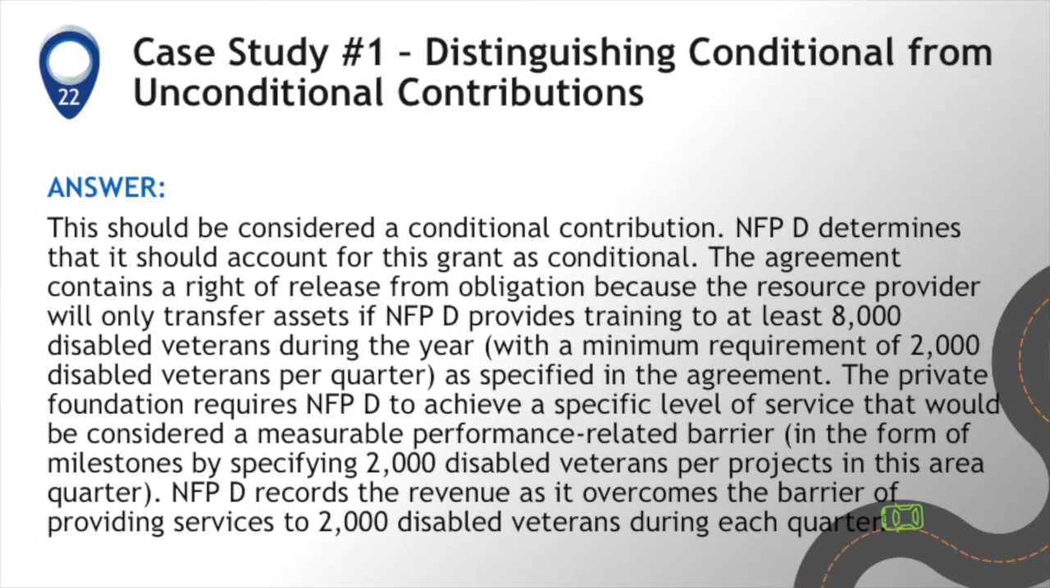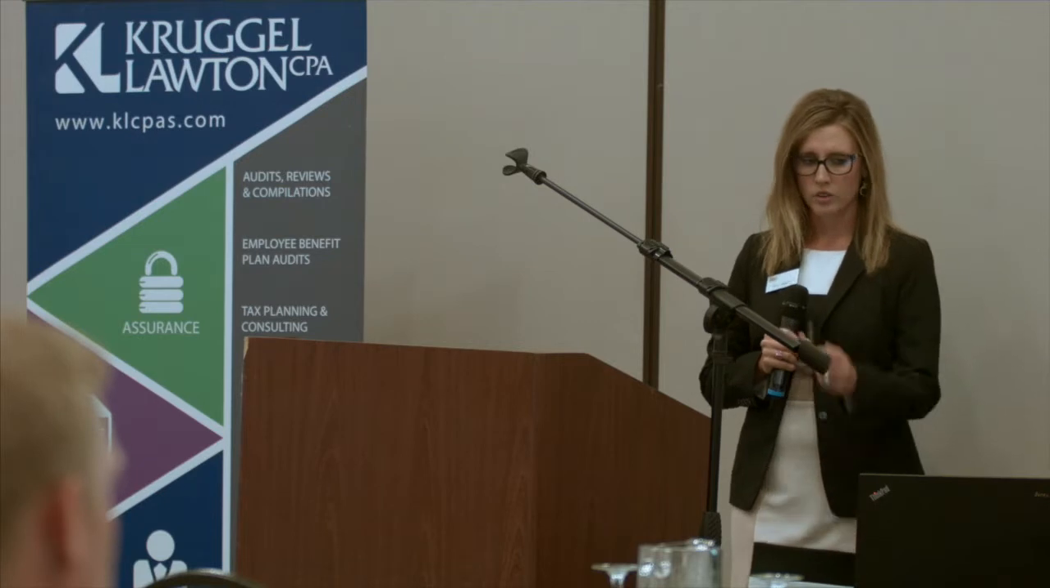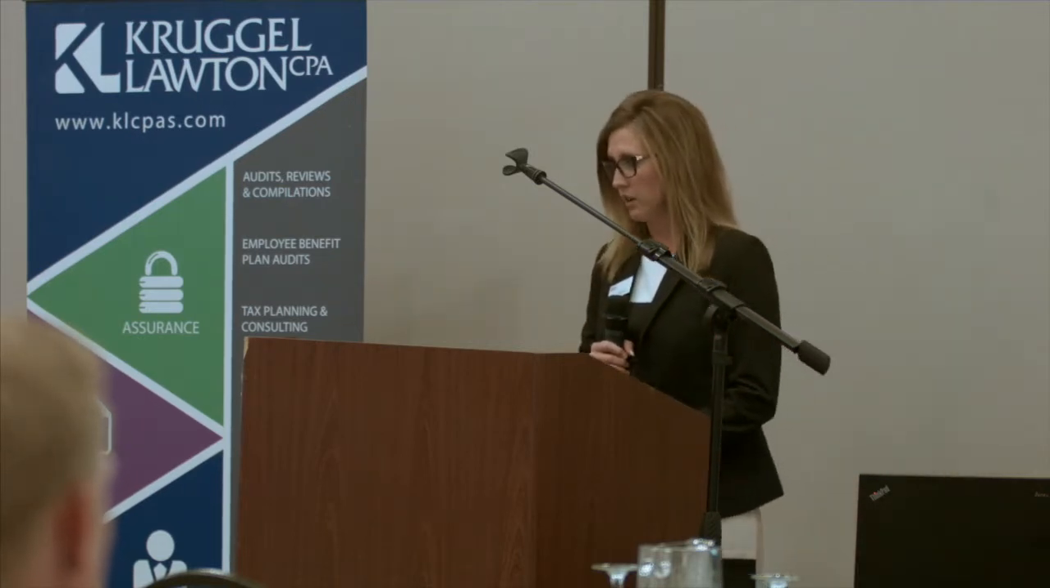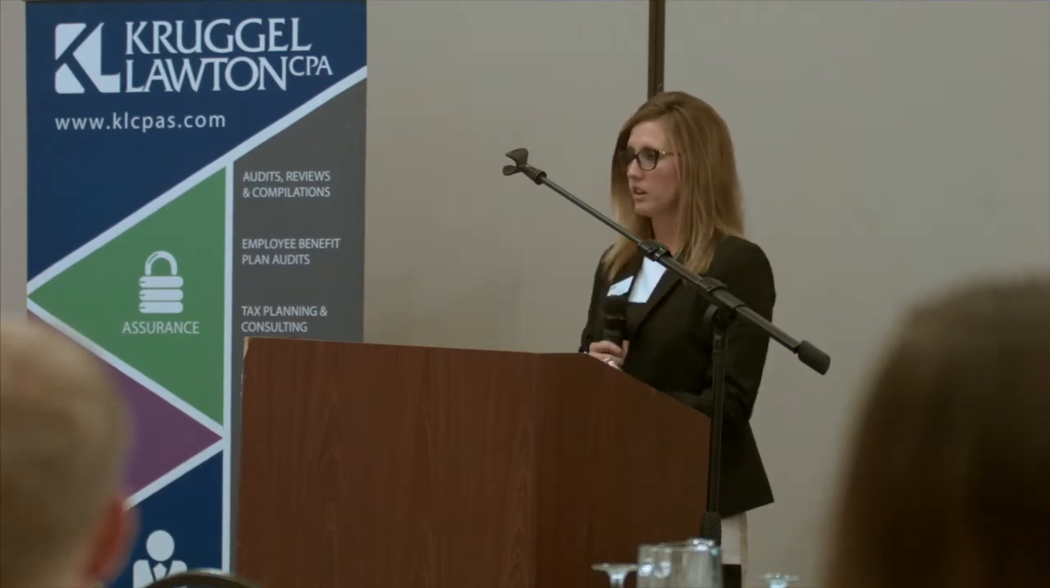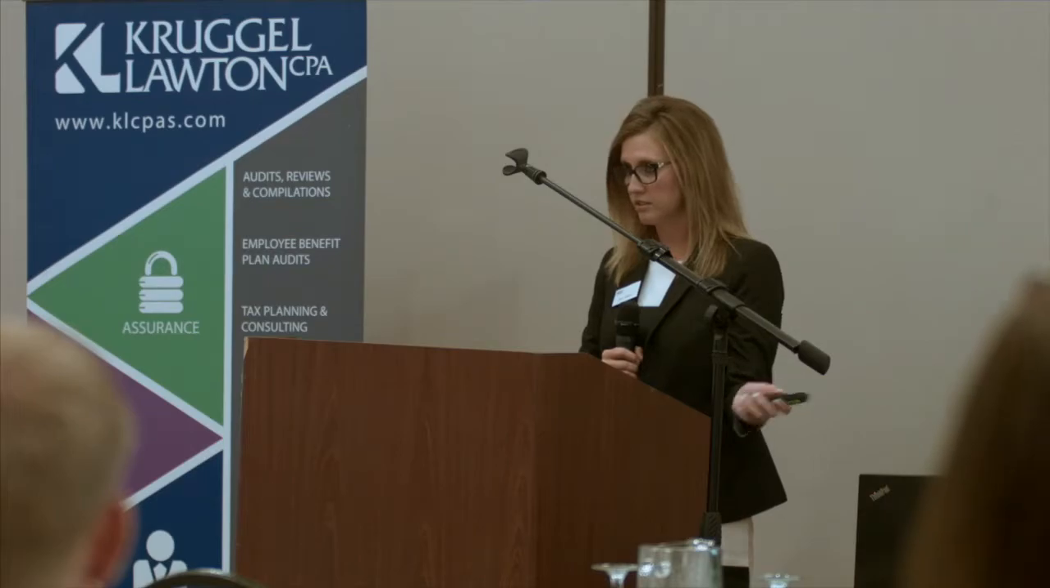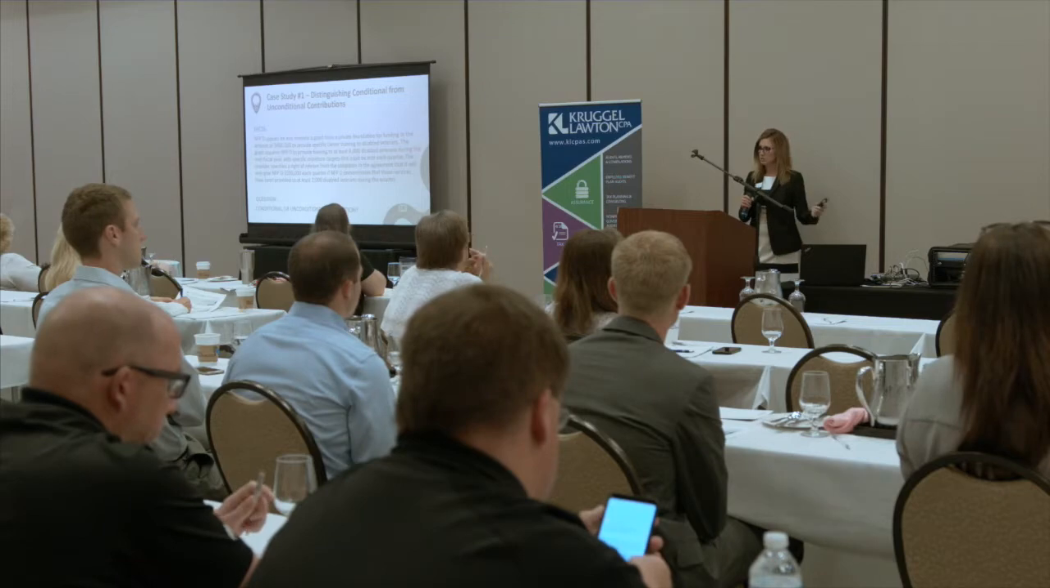Correct. So we determined that it should be for this grant a conditional obligation. The agreement contains a right of release, right? We know very clearly what it is, that we have to make sure we service 2,000 vets per quarter, and they will release the funds accordingly. And the last sentence here, it says we should record the revenue as it overcomes the barrier of providing services to 2,000 disabled veterans. So I guess to put this in contrast, if they didn't put the stipulations on a quarterly basis, and if they gave us the funding up front, then we could just recognize it all at once, because it did state in the example for our next fiscal year, so it is just an annual term.